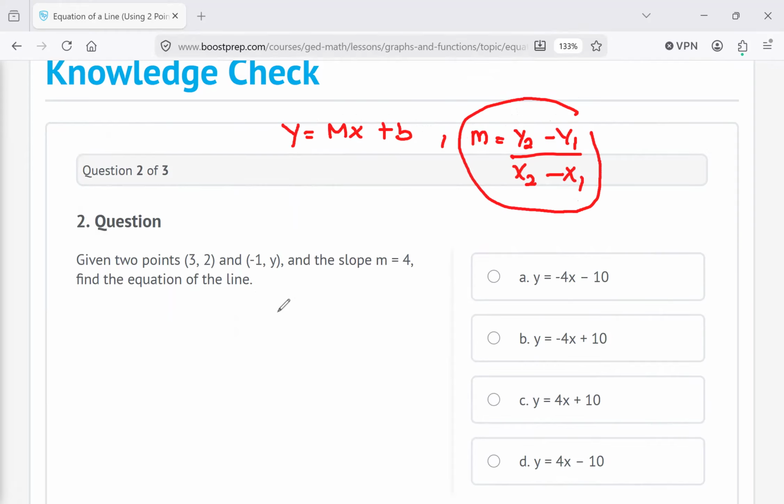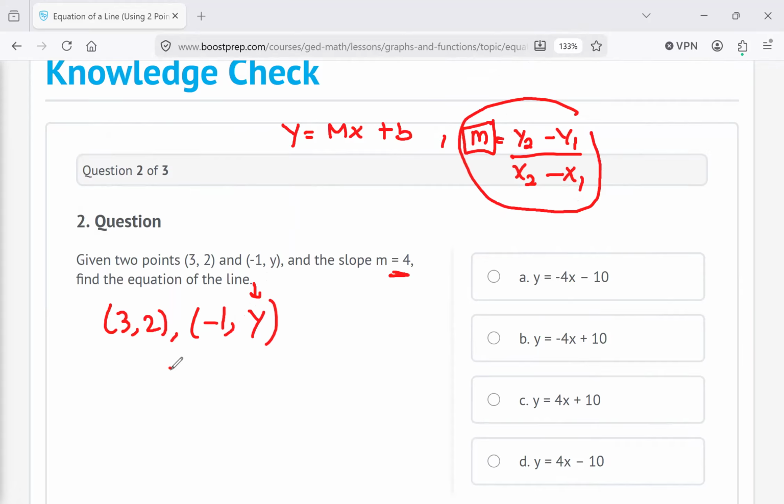So be careful. My points are 3 comma 2 and -1 comma y. Uh-oh. This looks a bit confusing because shouldn't this be a number instead of a letter? Yes. And we'll use this formula to find that number. Let's look at this formula very carefully. This time we actually have the slope. We do have the m. They said the m is 4.